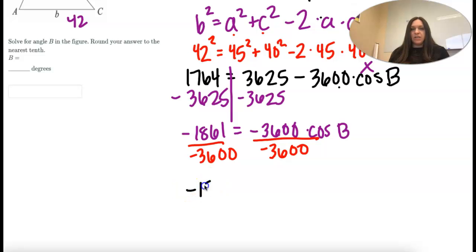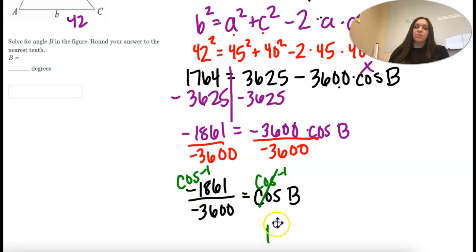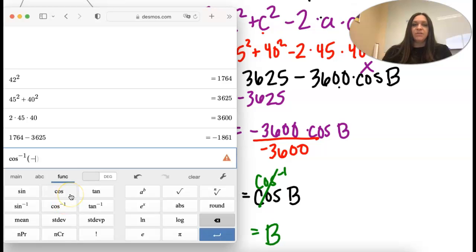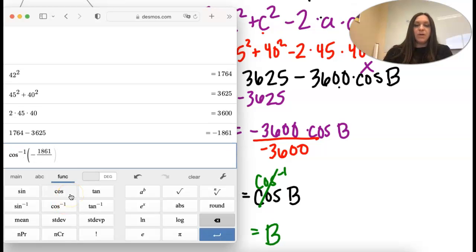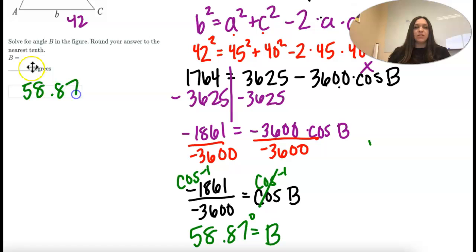And I'm not going to put this in the calculator because it's going to give me a decimal and I don't want to round till the very end. Okay, so I have this fraction equals cosine of B. Well, I don't want cosine of B, I just want B. So I'm going to take inverse cosine of both sides. So B is inverse cosine, so function inverse, of negative 1861 divided by negative 3600. So 58.87 degrees. And that's angle B. You don't have to put the degrees in, it's already there.